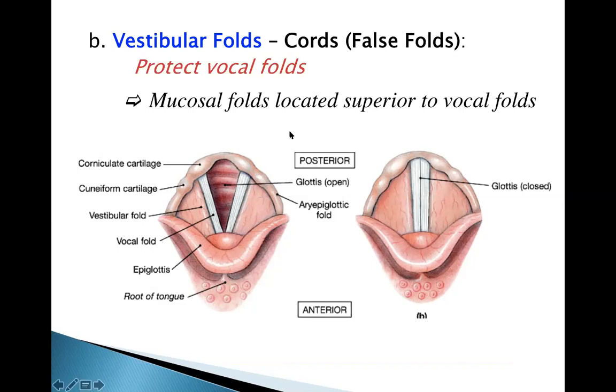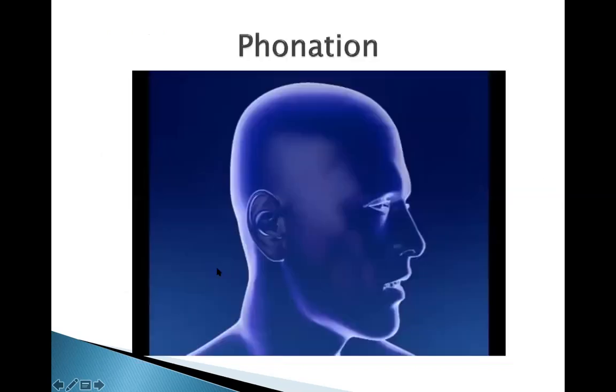So this would be the position of the vocal folds when you're taking a nice big breath, right, moving air. And this would be the position of the vocal folds when you're actually producing sound. So you need the cords to be in the pathway of air in order to vibrate. So this would be sound production, and this would be during breathing. All right, so this is a little quick video on phonation.